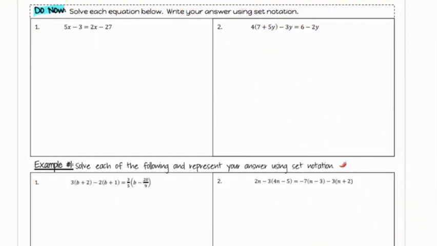In today's Do Now, it says solve each equation below and write your answer using set notation. So I'm going to start off by asking you guys to pause this video and answer the Do Now question number 1 and number 2 on your own. And then when you finish, you play it back. So pause the video right now.